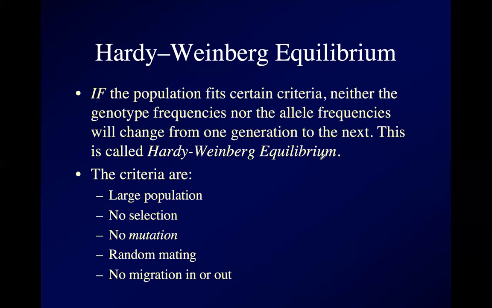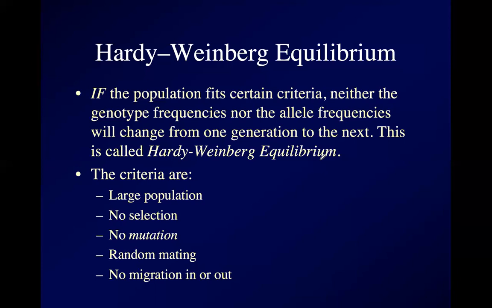The second criterion is we can't have selection going on. Every individual in that population has to have equal probabilities of passing their genes on. No selection. No mutation must be going on. Now, in the real world, mutation always does happen, but in real world populations, the rate of mutations is so small that we can usually ignore it.